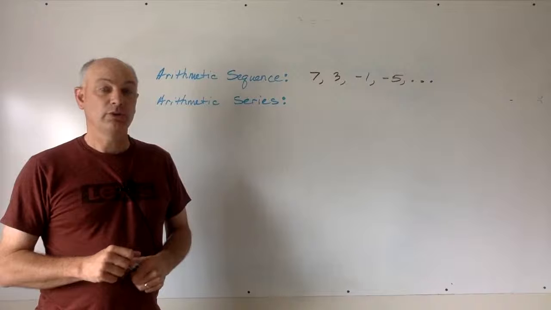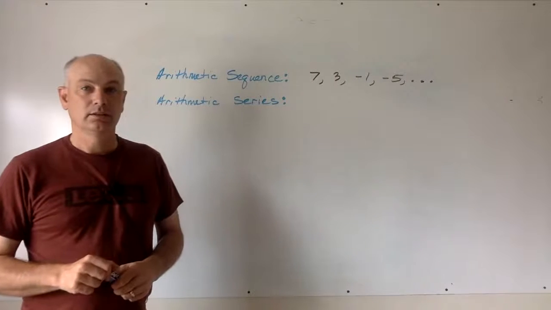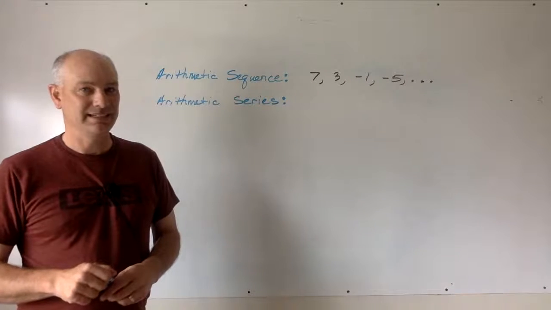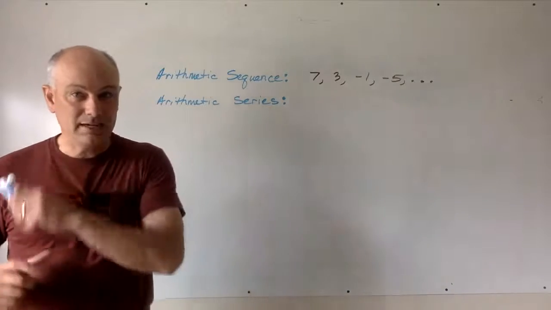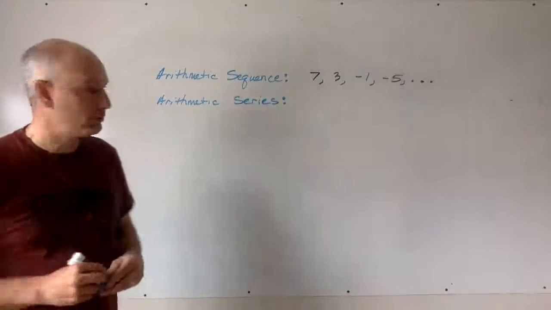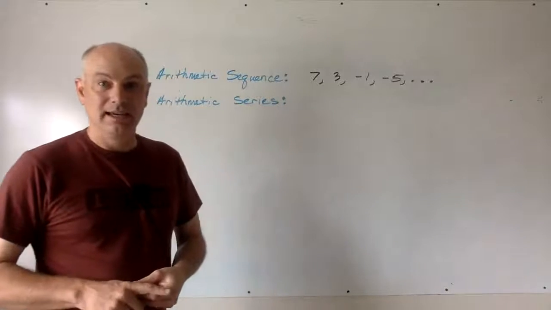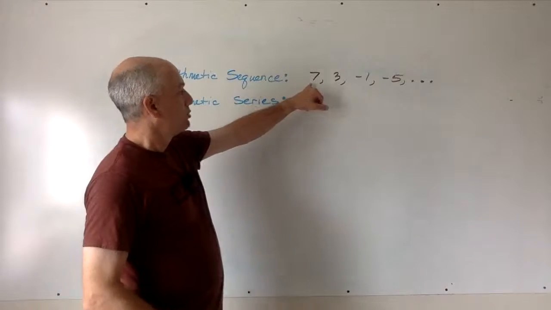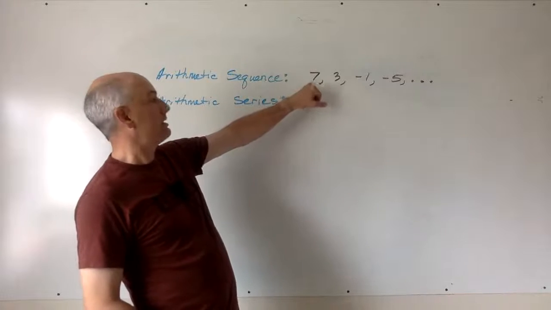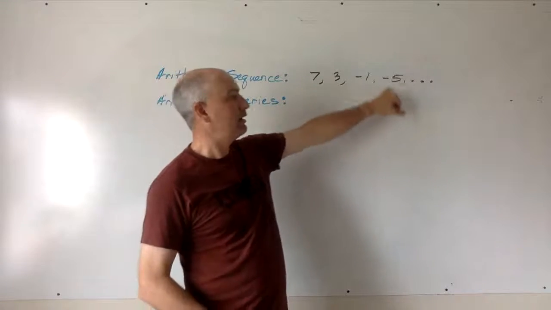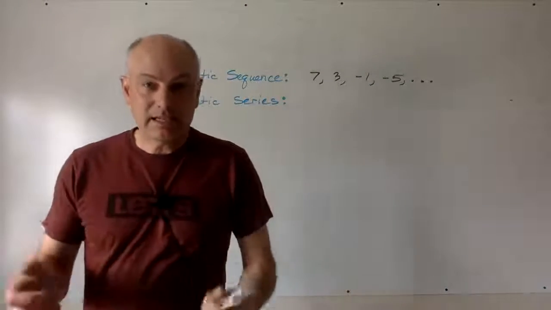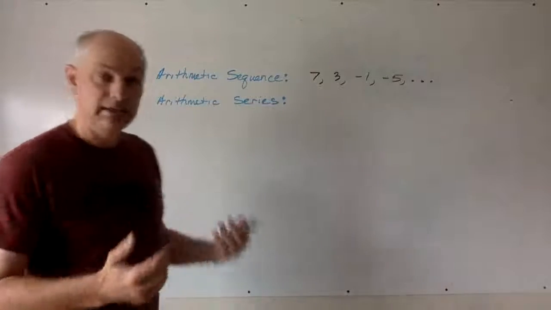Section 12.3, Day 2, Arithmetic Series today. Now, behind me, you can see that I've got an arithmetic sequence written on the board. Again, keeping in mind that an arithmetic sequence has a common difference. So in this particular arithmetic sequence, 7, 3, -1, -5, we would see a common difference of -4.